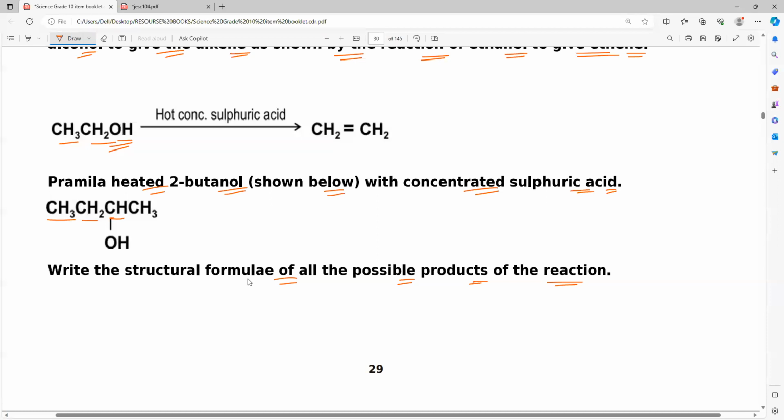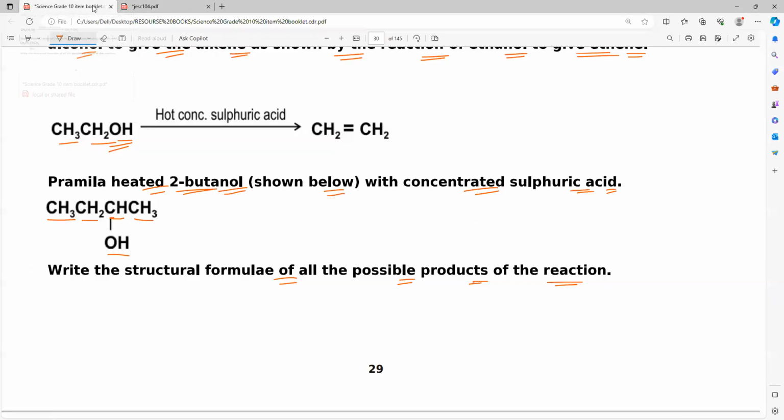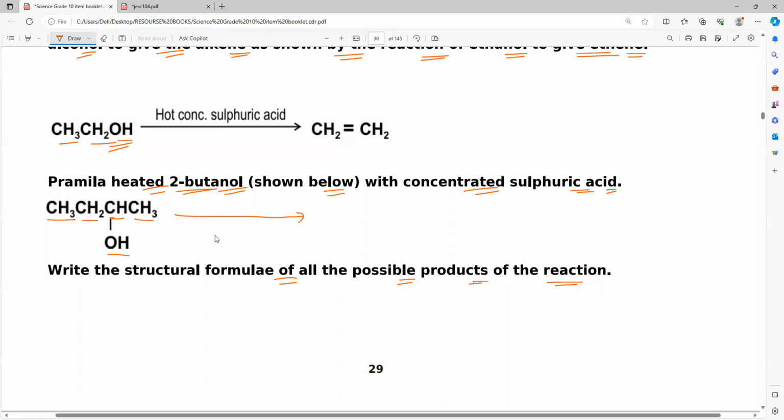So you can notice it here: CH3, CH2, CH2, CH2OH. What is the name of this compound? Butanol. Butanol we can also call butyl alcohol. So butyl alcohol undergoes reaction with hot concentrated sulfuric acid. What will it give you? Butene plus water. Understanding?